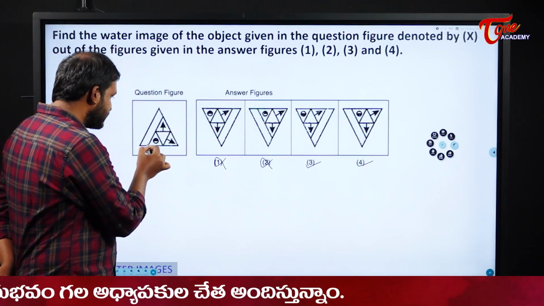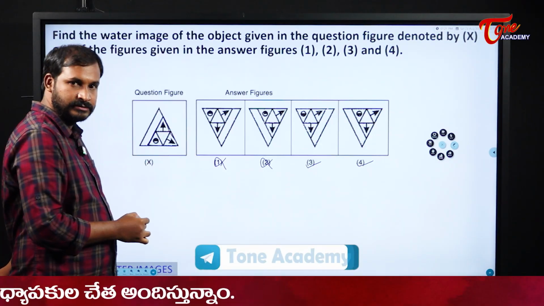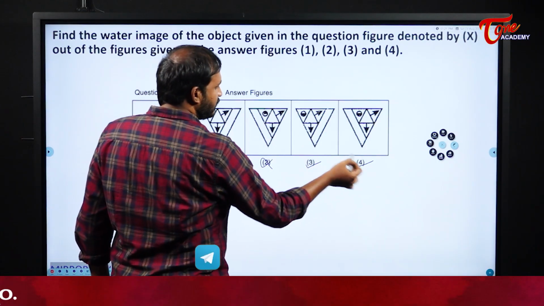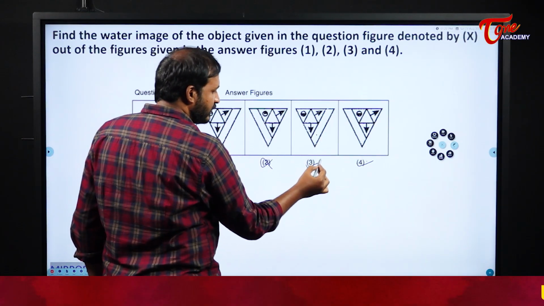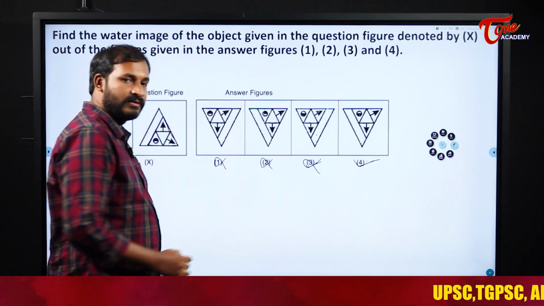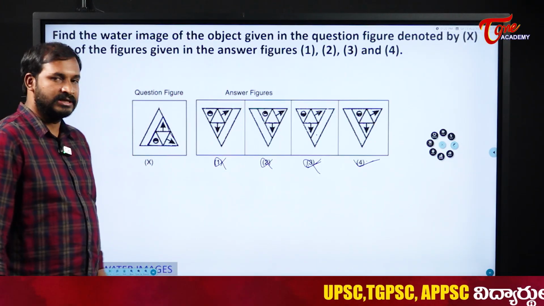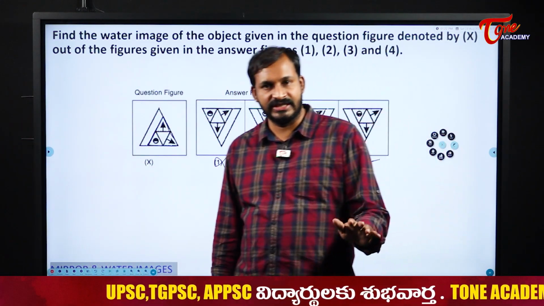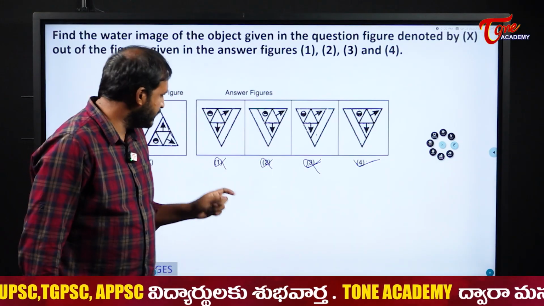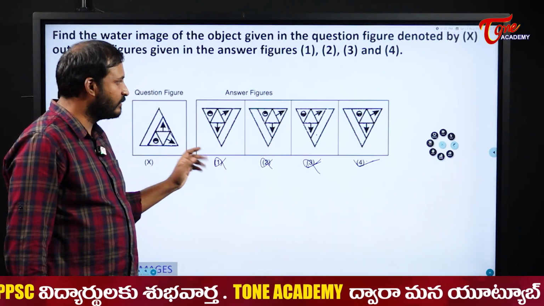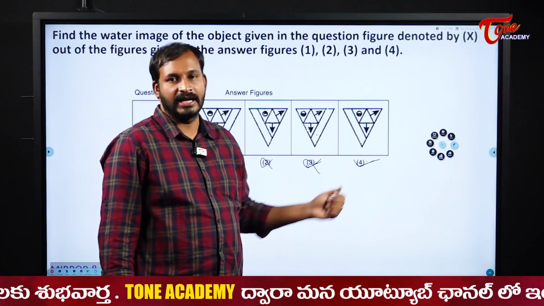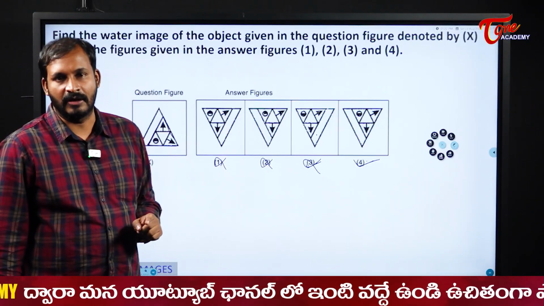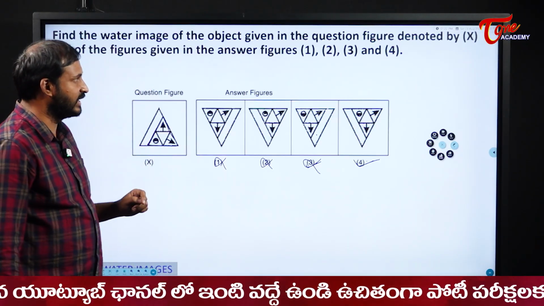Next see here students. This is attached to the rightmost part. So still it should carry the rightmost part only. But what is happening in this figure? In this figure, it is shifted to leftmost part, right? So that one is deleted. So 4th one will be our answer. In case of water image, left and rights are not changed. They will be there wherever it is there. See here the image is attached to the right side portion. So still the image should attach to the right side portion. That is the reason we are eliminating option 3 here. Just observe the things carefully.